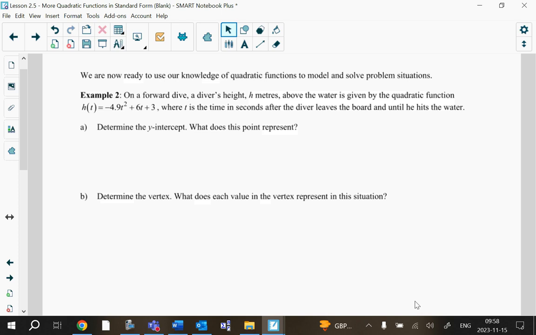Okay, but that's not the only thing. There are many other situations where things can happen, like when you're working with area, and we're going to see some problems where we can use quadratic functions to solve area problems, business problems. We can use quadratic functions to solve business problems.